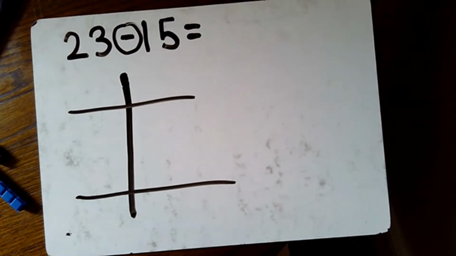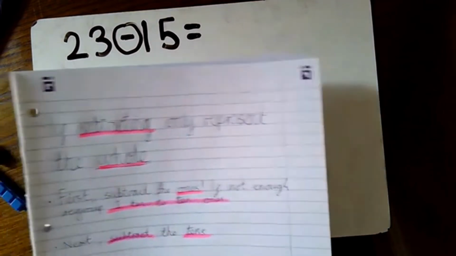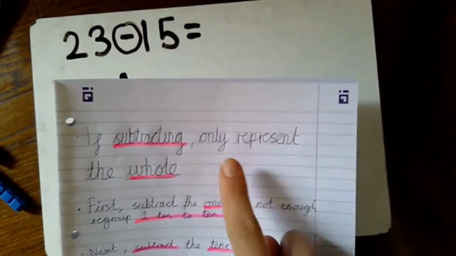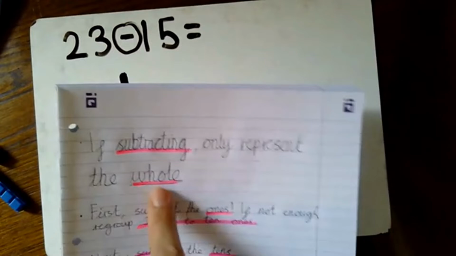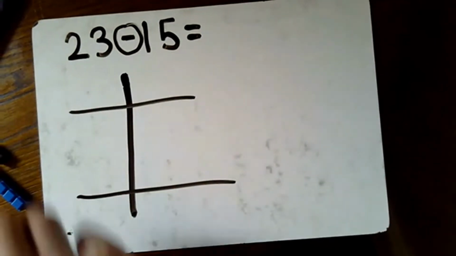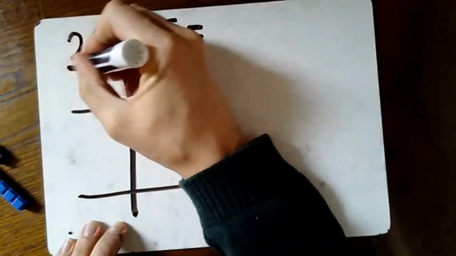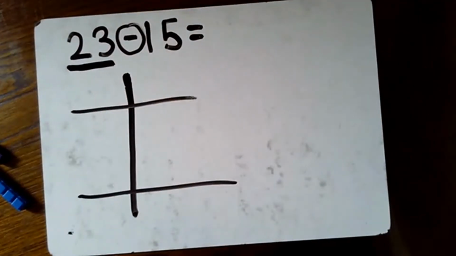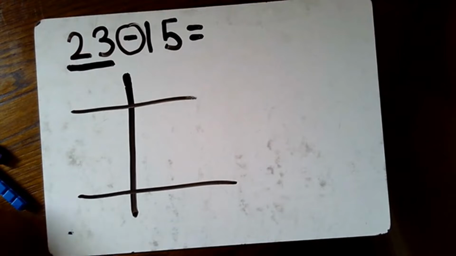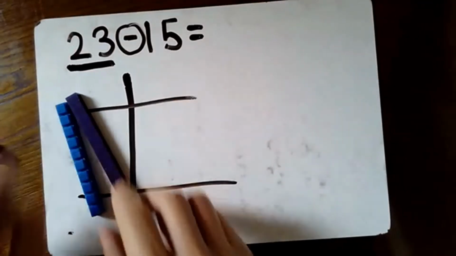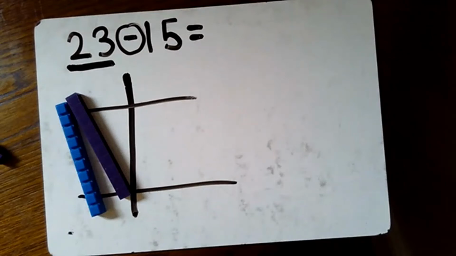When subtracting, let me go to my steps to success. When subtracting, I only represent the whole. The whole here is 23. Well, 23 I know is 2 tens and 3 ones.